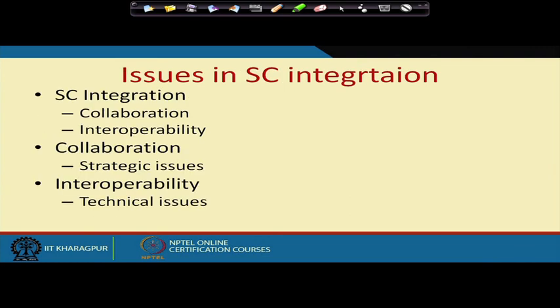So, while talking about supply chain integration issues, we saw that supply chain integration basically consists of two parts. One is supply chain collaboration, another is supply chain interoperability. While supply chain collaboration deals with managerial issues which are mostly strategic, interoperability deals with technical issues. We covered all these details with some examples of various problems in interoperability in one of the previous classes, and I expect that people have that knowledge while going through this lecture. So, we will continue with that example that we did in that class about the vendor managed inventory system.